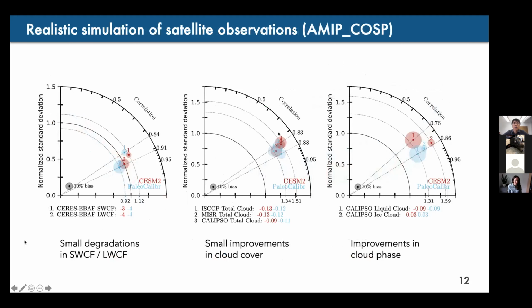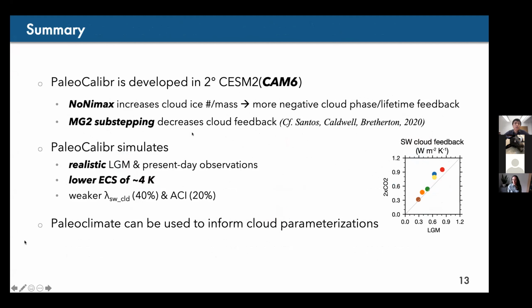So those 3 figures are Taylor diagrams summarizing the simulation of clouds. Those are from AMIP simulations with the satellite simulator enabled. I don't think I have time to go into details, but the key messages are, from this one, cloud forcing: you see that we have small degradations in the shortwave cloud forcing and the longwave cloud forcing. The middle panel shows that we have maybe a small improvement in the overall cloud cover. The right figure shows that we have improvements in the cloud phase. So you compare the blue against the red.